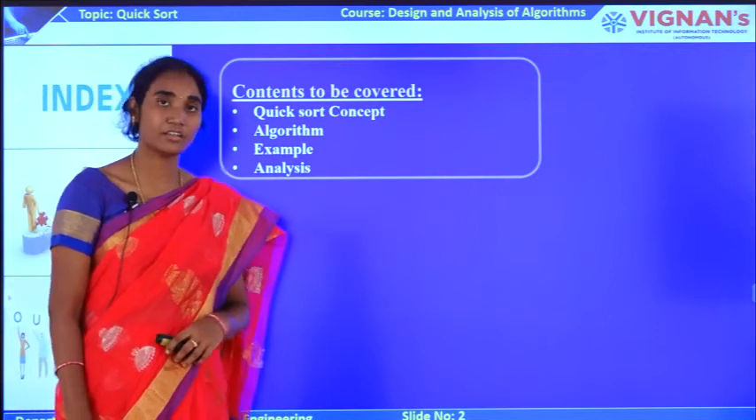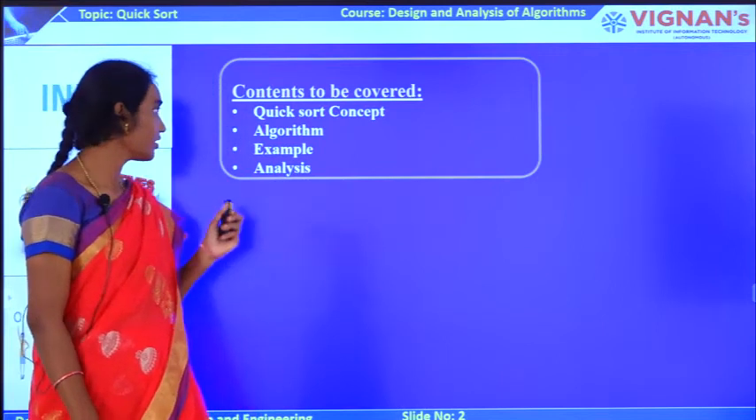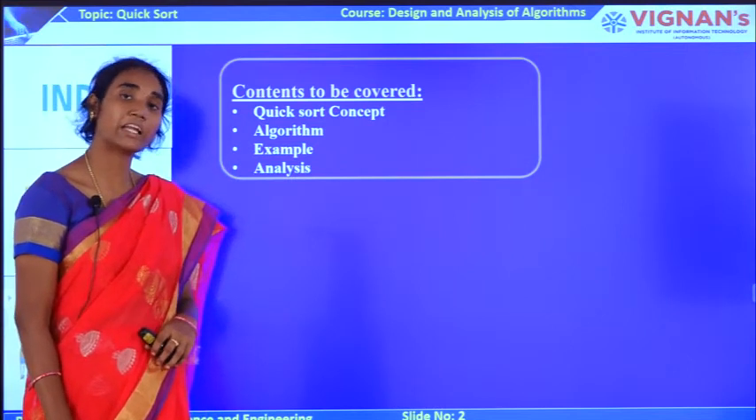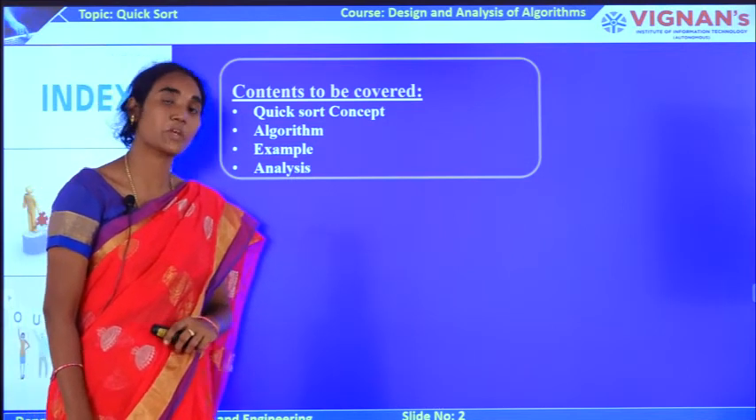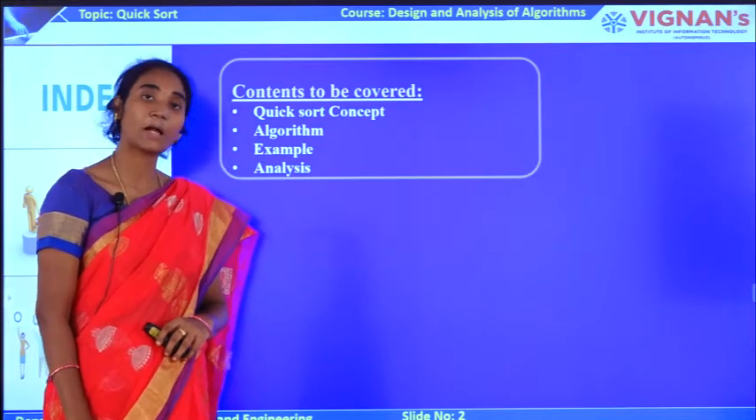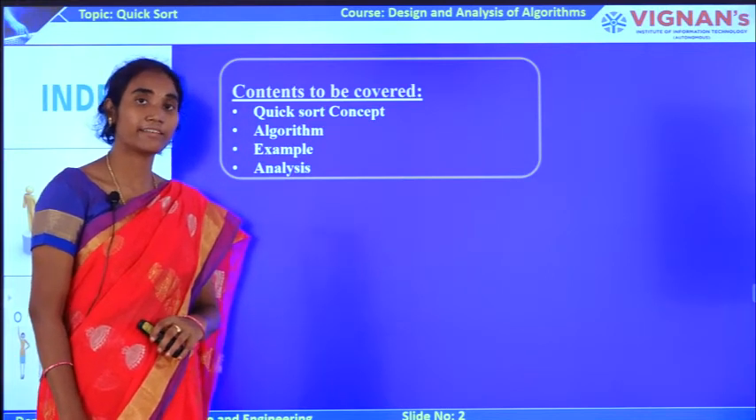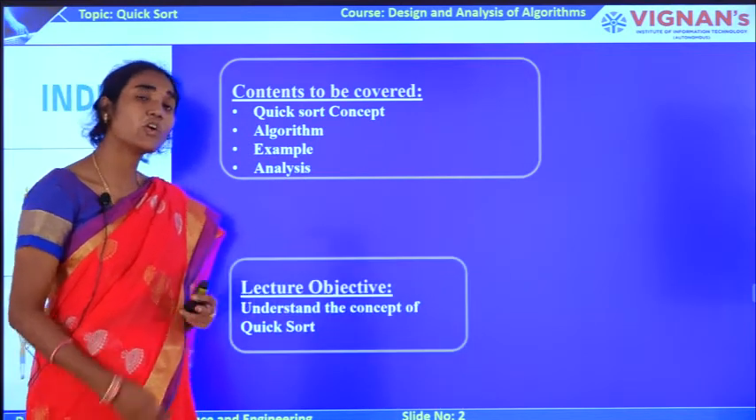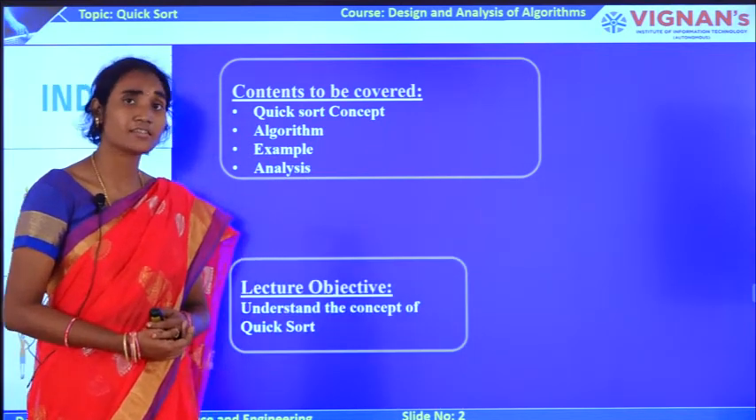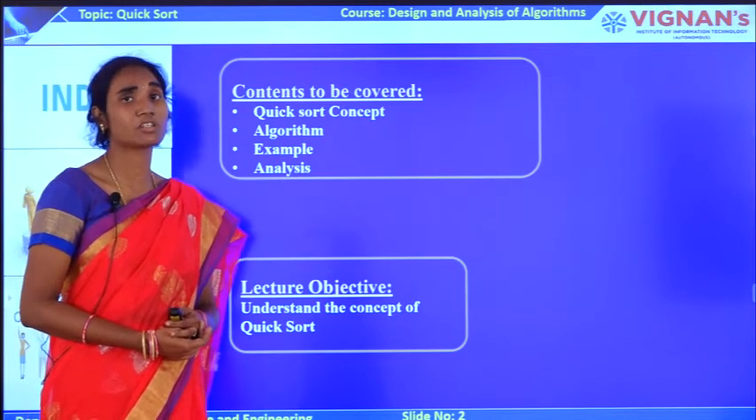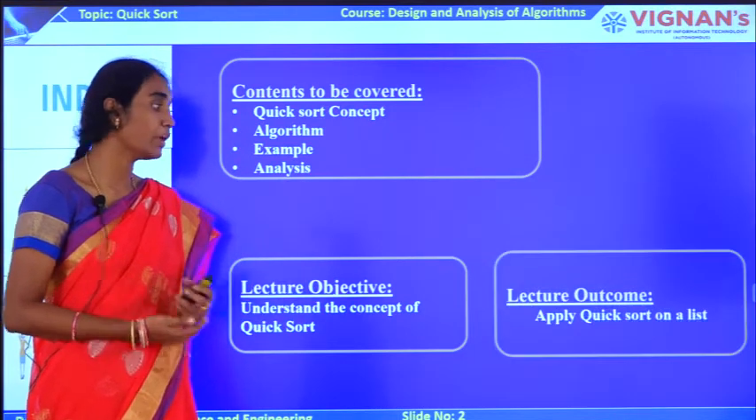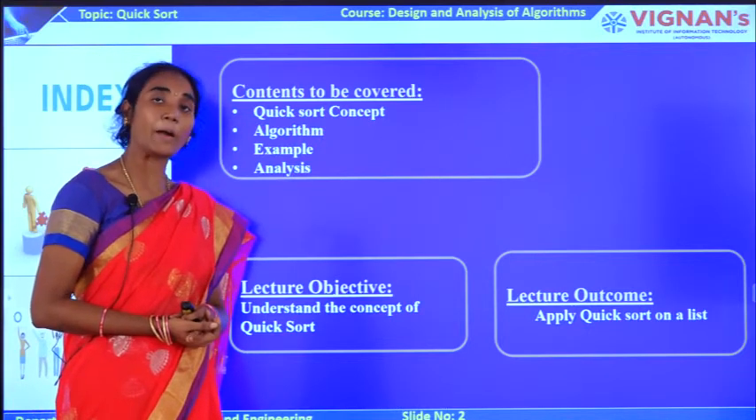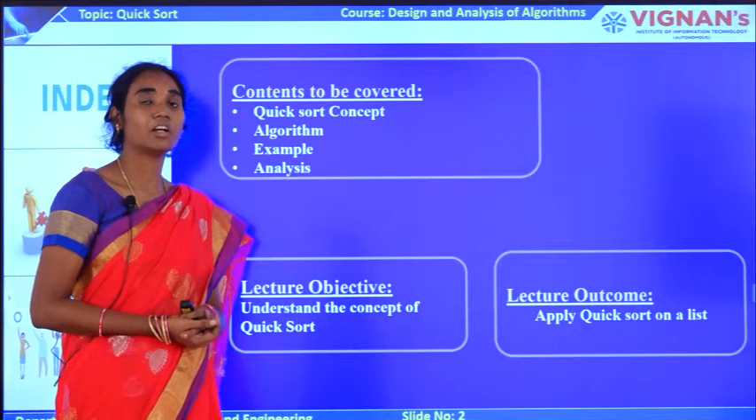Today we will discuss the concept of Quicksort, followed by the algorithm. There are two algorithms: one is the Quicksort algorithm and the other is the Partition algorithm, followed by an example, followed by analysis. We will see that today. The main objective of today's lecture is that the students are able to understand the concept of Quicksort. The outcome is that the students are able to apply Quicksort on a list.